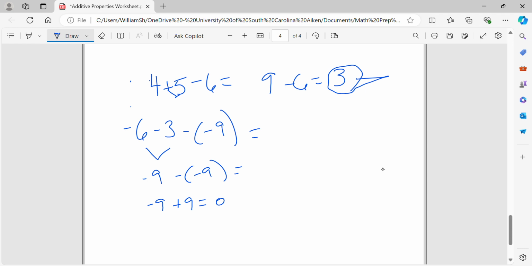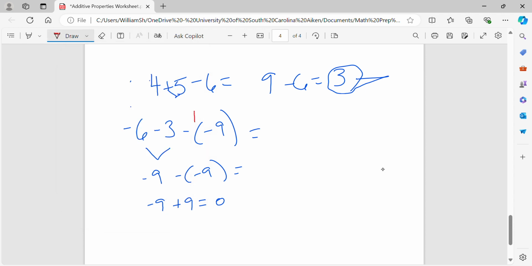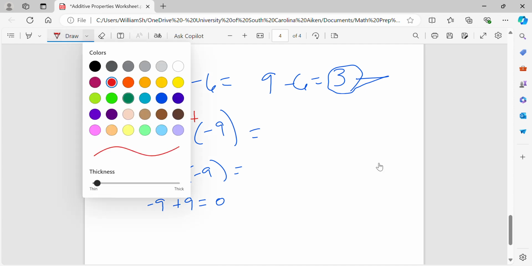Got to know a few things. Anytime you see a minus a negative, it's going to turn to a positive. Minus a negative turns to a positive, right? Negative minus positive stays negative, but minus a negative turns positive. Oof, hope it didn't blow your mind there. All right, let's look at another one. Let's do another problem.